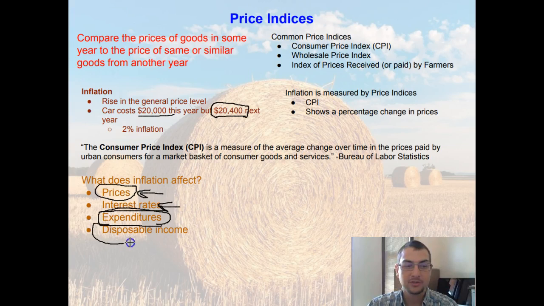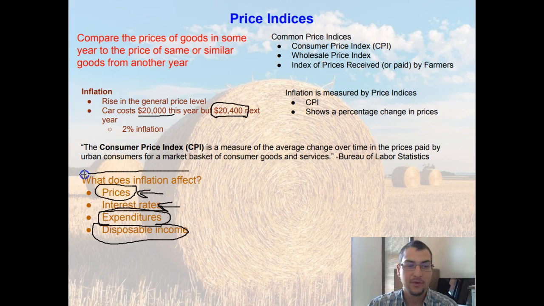And it also affects your disposable income. So let's say, for example, you're used to buying 5 pounds of beef at $4 a pound. But now, all of a sudden, that same 5 pounds of beef costs $5 a pound, and now instead of spending $20, you're spending $25. So you have less income left over to spend on other things. So it will affect your disposable income.